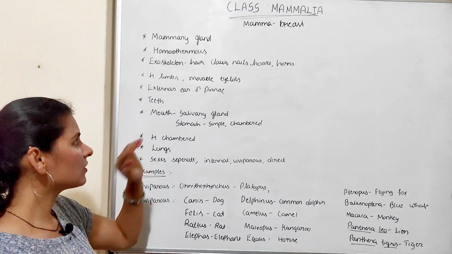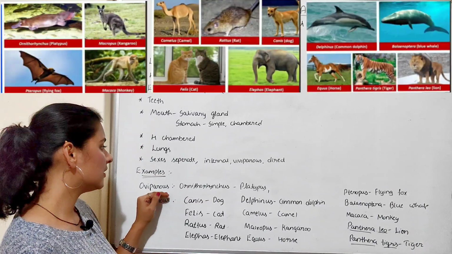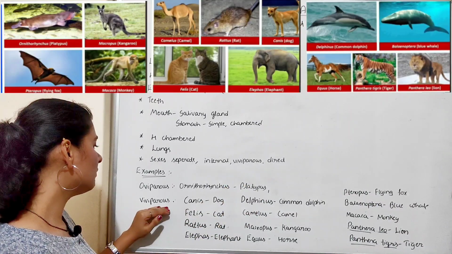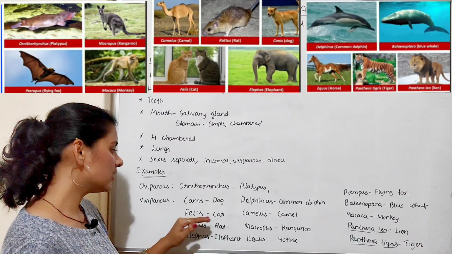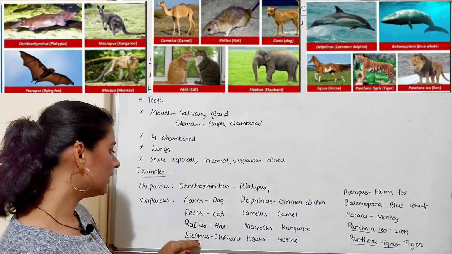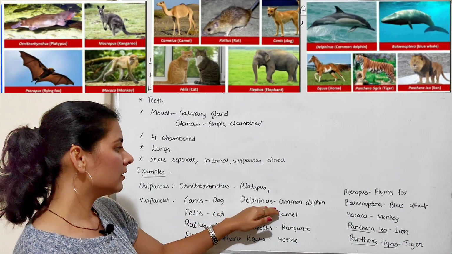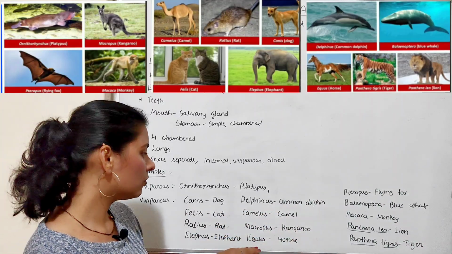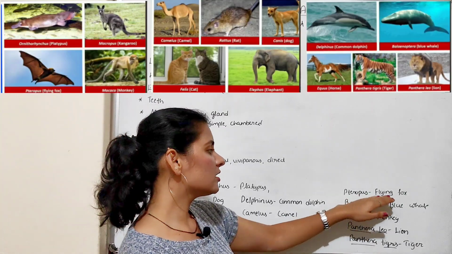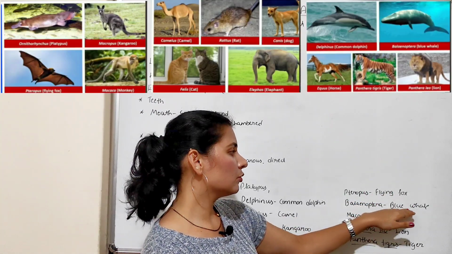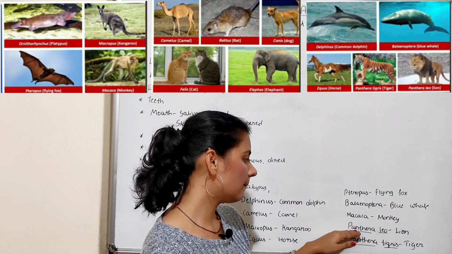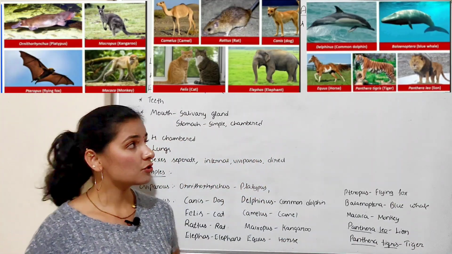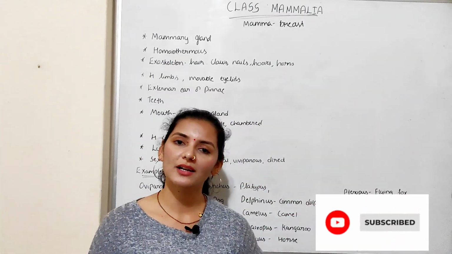If we talk about examples of class Mammalia, an example of an oviparous species is Ornithorhynchus, commonly called a platypus. And examples of viviparous species include Canis, that is dog, Felis, cat, Rattus, rat, Elephas, elephant, Delphinus, common dolphin, Camelus, camel, Macropus, kangaroo, Equus, horse, Pteropus, flying fox, Balaenoptera, blue whale, Macaca, monkey, Panthera leo, commonly called lion, and Panthera tigris, commonly called tiger. So that is all about the characteristics and examples of class Mammalia.